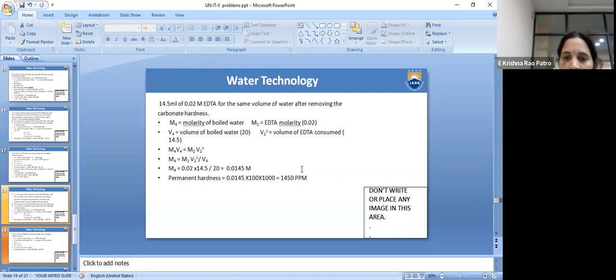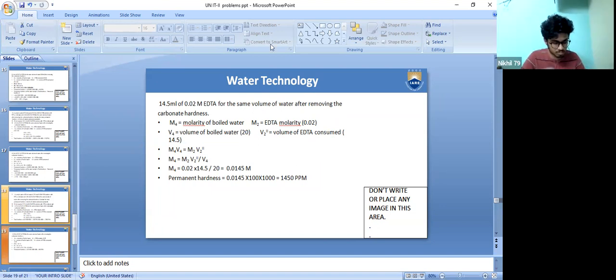Students, now we will repeat the formulas, 4 formulas. Then we will discuss another topic. What is the first formula? How to find out the molarity of standard hard water? Step 1, molarity of standard hard water. Tell me the molarity formula.